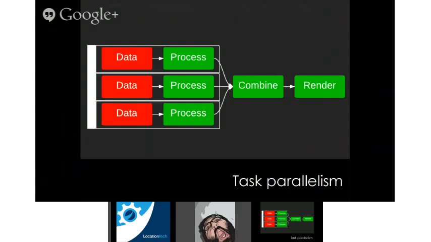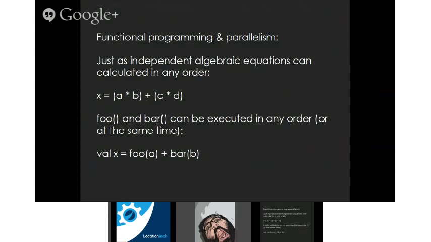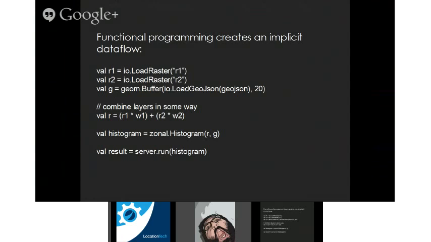You can also think about this in terms of a math equation, like you see here, A times B plus C times D. The two sides of the equation commute. You can swap them. And in the bottom here, we have val x equals foo A plus bar B. While in a normal programming process, you would just execute them in order, in this case, we know that we can run them at the same time because the results are going to be entirely independent. And so here is some actual GeoTrellis code that would do a similar process to what we've been talking about.